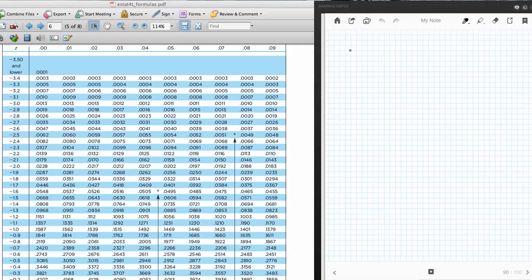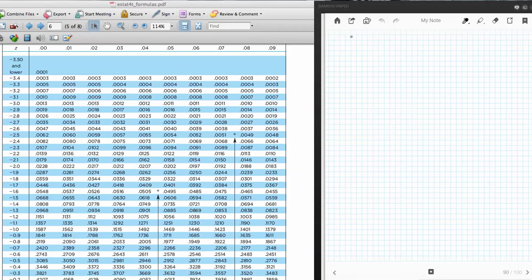So our first problem, I will read it to you. It says, suppose that we had a distribution with a mean of 15 and a standard deviation of 14. And if we had a random sample of size 49 with that mean and that standard deviation, we would want to find the probability of the mean being between 15 and 17.